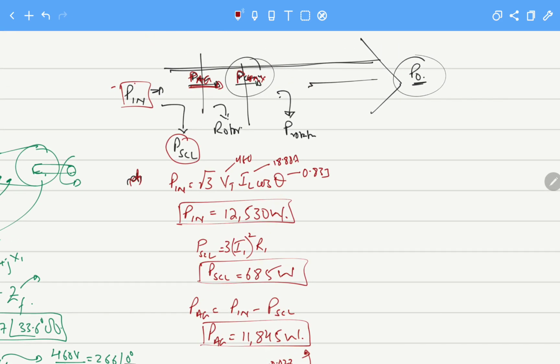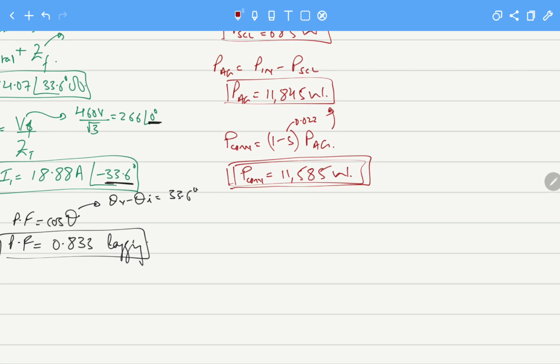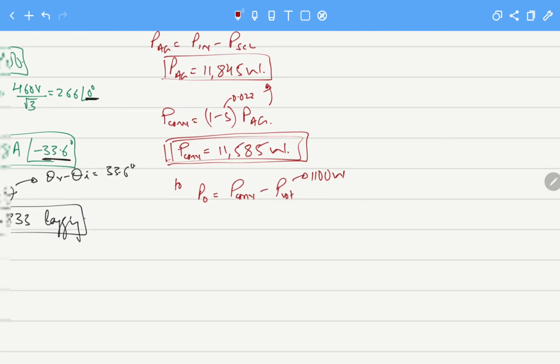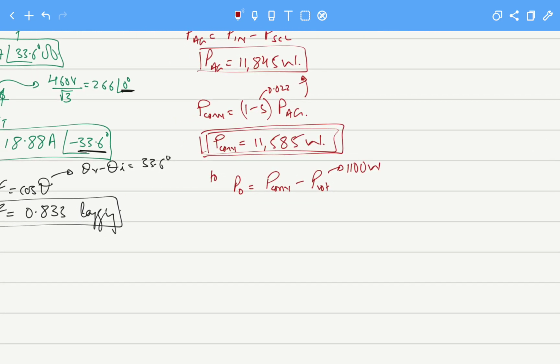And now we have calculated this, we have to find out P out. These are the mechanical losses, and core losses are lumped here. So to calculate P out, we have P converted minus P rotational losses, the mechanical losses. Rotational losses are given in the question; here they have given 1100 watts. So the value of P out would become 10,485 watts. So this is the output of the machine.